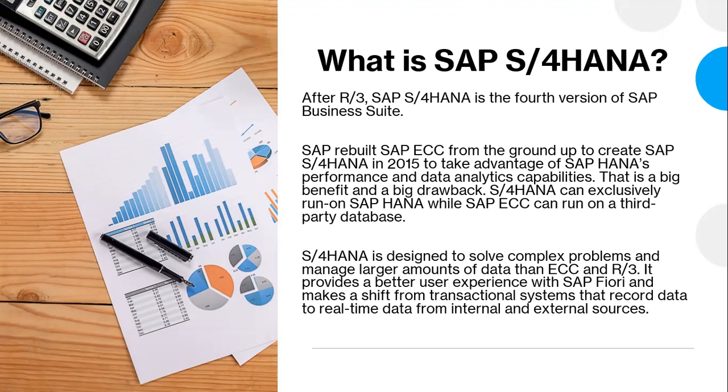S4HANA can exclusively run on SAP HANA, while ECC can run on third-party databases. So S4HANA can run on only the SAP HANA database, while ECC can actually run, like we have seen, on Oracle or IBM's database. S4HANA is designed to solve complex problems, business problems, financial problems, logistics problems, and manage larger amounts of data than ECC and R3 could.